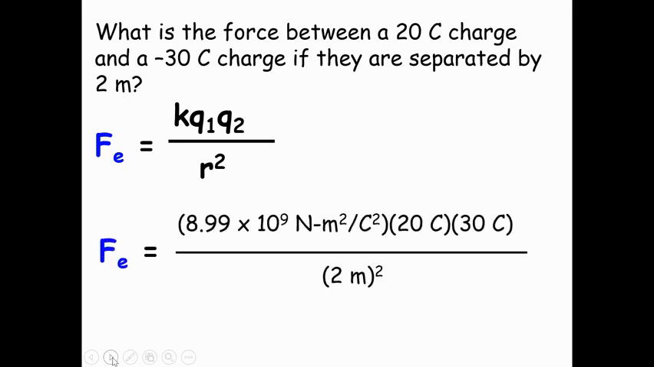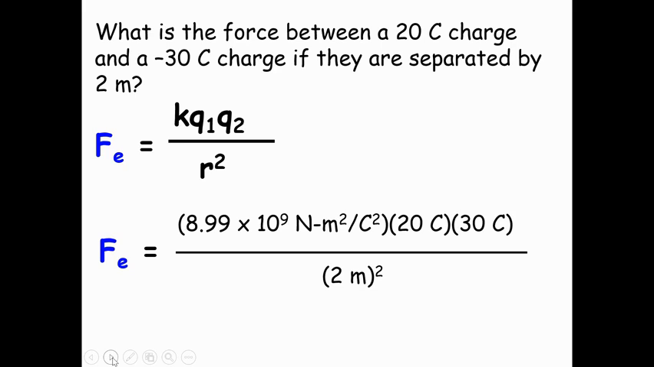When we plug everything in, K here is Coulomb's constant, or the electrostatic constant, from the front page of your reference table, 8.99 times 10 to the 9 Newton meters squared per Coulomb squared, times 20 coulombs times 30 coulombs, divided by 2 meters squared. Notice I did not include the negative sign with Q2, the 30 Coulomb charge, because here we're just finding the magnitude of that electrostatic force. It wouldn't really indicate the direction of the force, so I'm leaving it out for now.